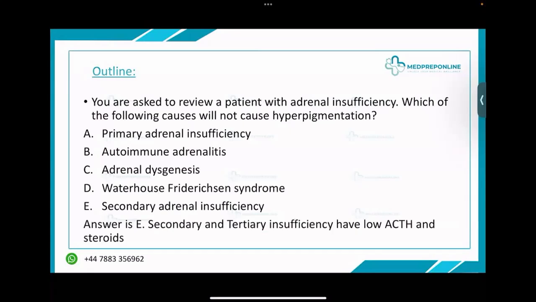Secondary as well as tertiary. Tertiary will be at the level of the hypothalamus. These conditions have low ACTH as well as low levels of steroids.